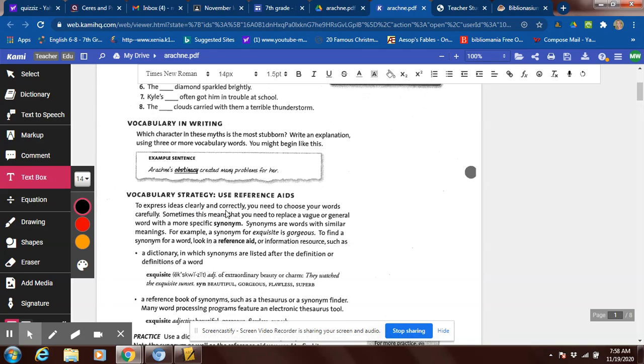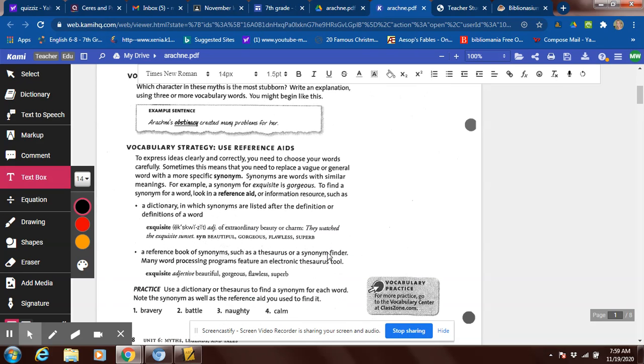To express ideas clearly and correctly, you need to choose your words carefully. Sometimes this means that you need to replace a vague or general word with a more specific synonym. Synonyms are words with similar meanings. For example, a synonym for exquisite is gorgeous. To find a synonym for a word, look in a reference aid or information resource, such as a dictionary in which synonyms are listed after the definition or definitions of a word. So exquisite means of extraordinary beauty or charm. You can also look in a reference book of synonyms such as a thesaurus or a synonym finder. Many word processing programs feature an electronic thesaurus tool. Exquisite, adjective: beautiful, gorgeous, flawless, superb.